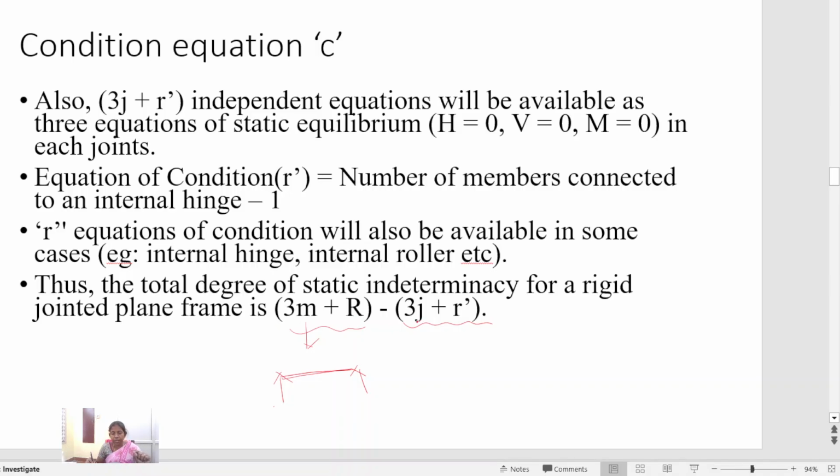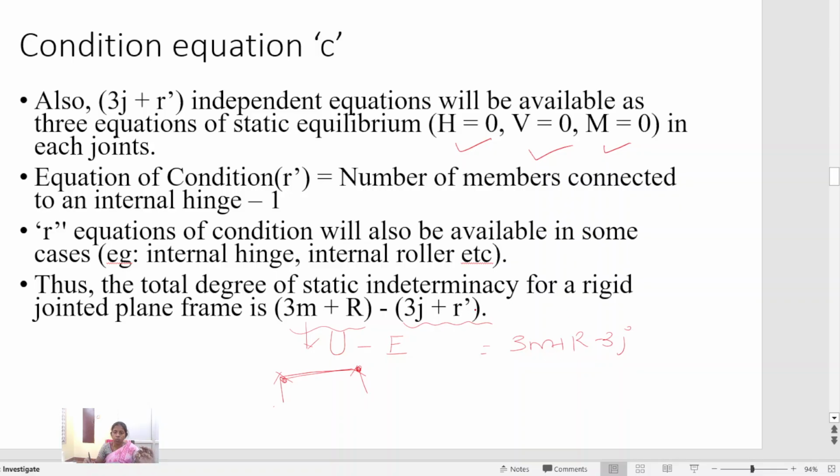Minus 3j. So these are all unknowns: one member has three unknowns, plus the external reaction r. Totally this is the number of unknowns minus the number of equations available. Each joint will have three equations. What are the equations? Summation H equal to 0, V equal to 0, M equal to 0. That is why 3j.